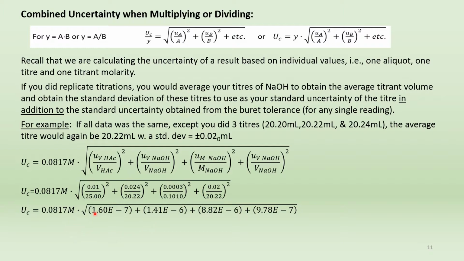So combining all of these relative errors together, we get 0.0034 times the molarity of the acetic acid, which will give us the absolute standard uncertainty of the acetic acid molarity as 0.0003 molar at the 68% confidence level. If we multiply this by 1.96, we'll get the 95% confidence level standard uncertainty on the molarity of the acetic acid solution.